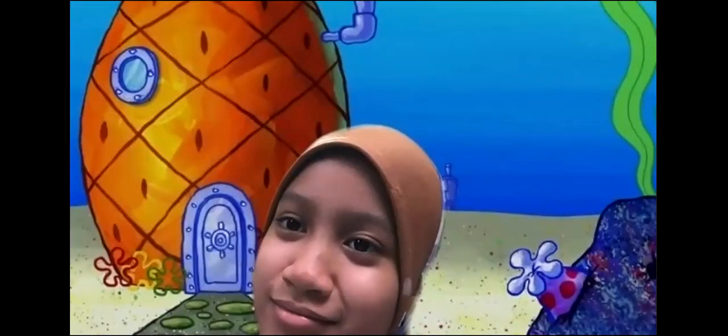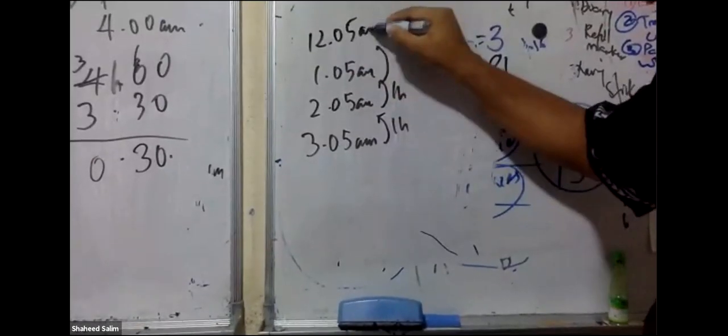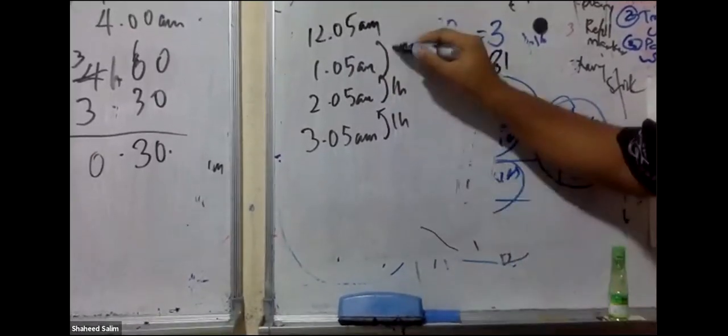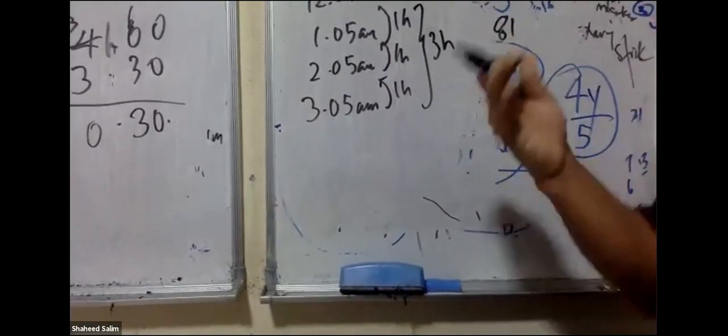12:05. Okay, stop first. 12:05. This is 1 hour, 1 hour, 1 hour. 3 hours already. We want another 30 minutes.